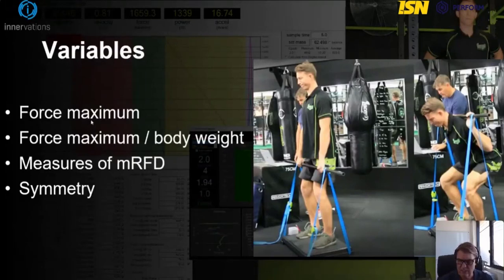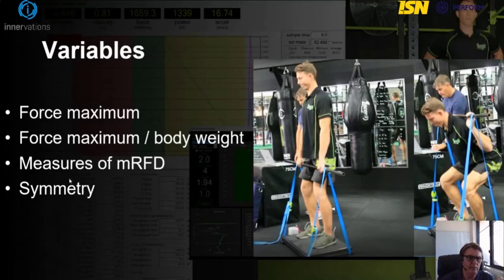Now with this, we measure the maximum force they produce, force maximum divided by body weight, so their force output in body weights, for example, a maximum isometric squat of 2 body weights. And then in isometric tests, you can get measures of maximum rate of force development, so how quickly can the athlete actually ramp up the force, increase it up to a peak.